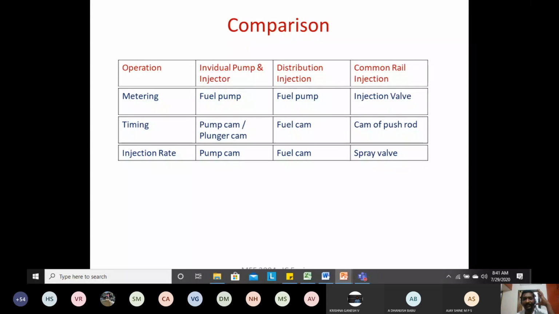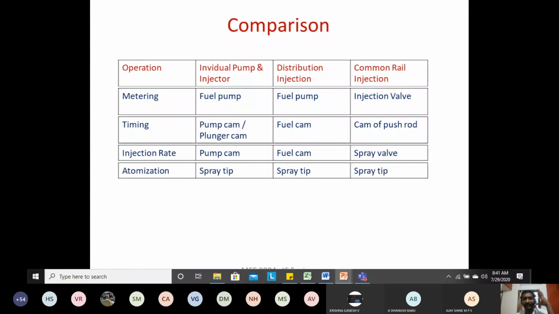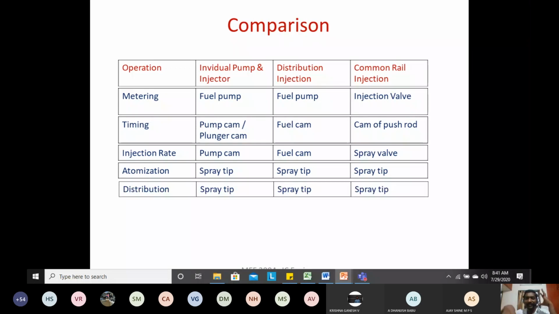Whereas atomization, in all the cases, depends upon the spray tip. At the nozzle tip, the profile of the spray tip is going to determine the atomization. And the distribution of the fuel sprayed also depends upon the spray tip. So these are the comparisons of all the different fuel injection systems found in the CI engine.